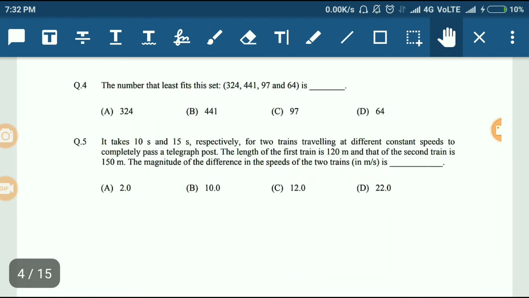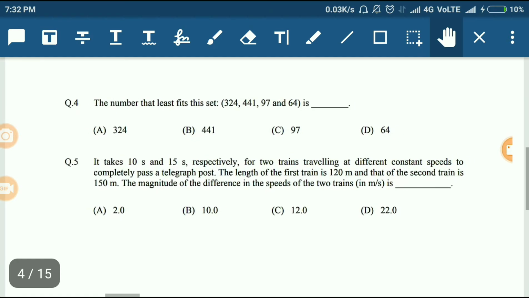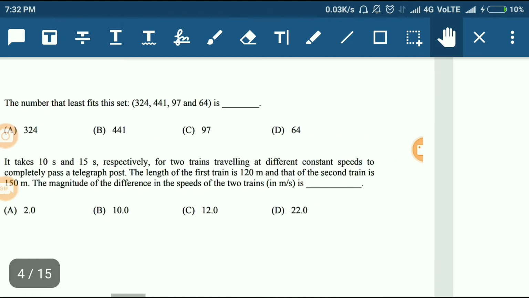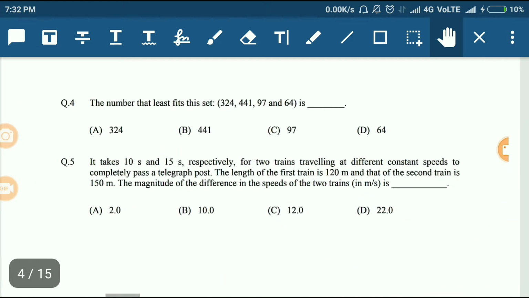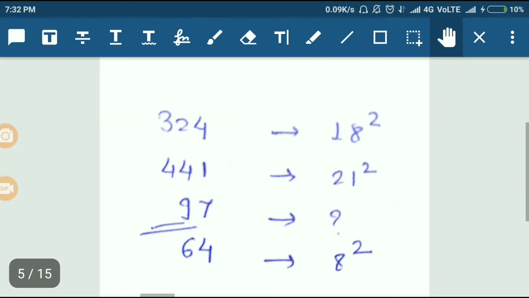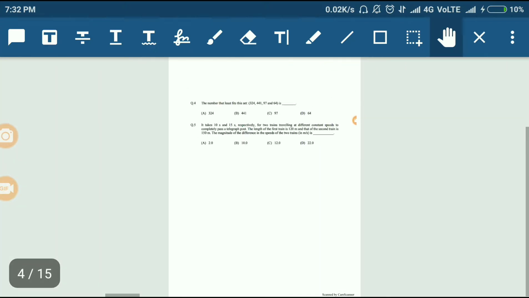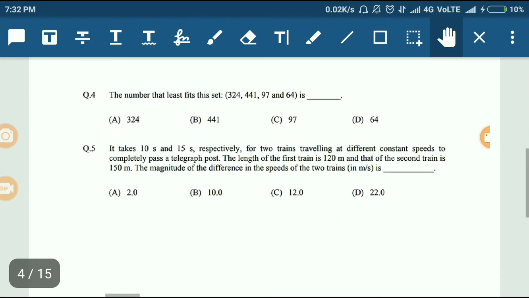Next question is, the number that least fits in this set 230, 324, 441, 97 and 64 is. I have already written over here which are squares of which numbers. We know 18 square is 324, 441 is 21 square, 97 is not the square of any number, and 64 is 8 square. So the odd number will be 97 for this.